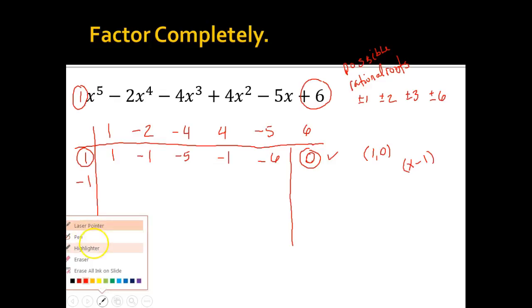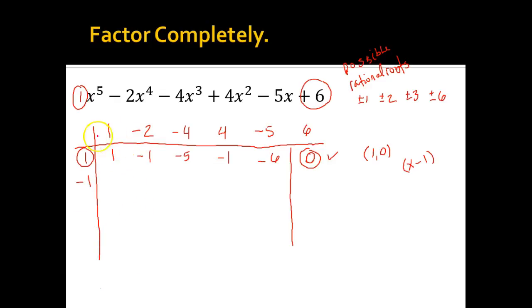And so to help us remind ourselves that that's what we're doing, we're going to cross off this top line. We're not going to use those coefficients anymore, and instead we're going to draw a line under here and do synthetic division now in that spot. So bring down the 1, times -1 is -1, plus -1 is -2, times -1 is 2, plus 5 is -3. Wait, -5 plus 2 is -3, times -1 is 3, minus 1 is 2, times -1 is -2, minus 6 is -8.